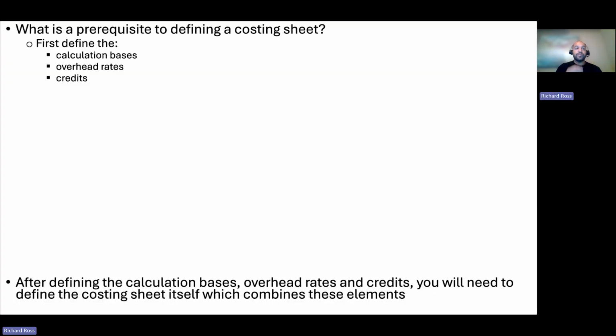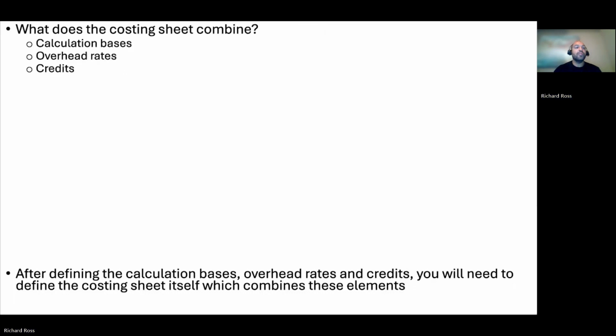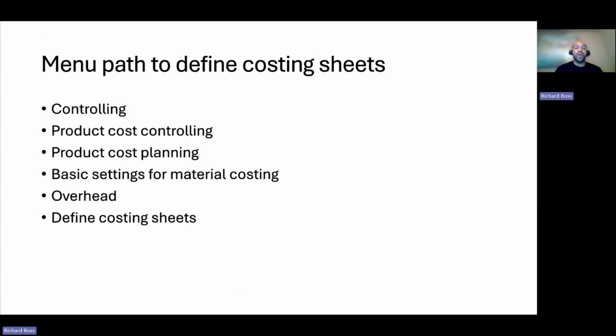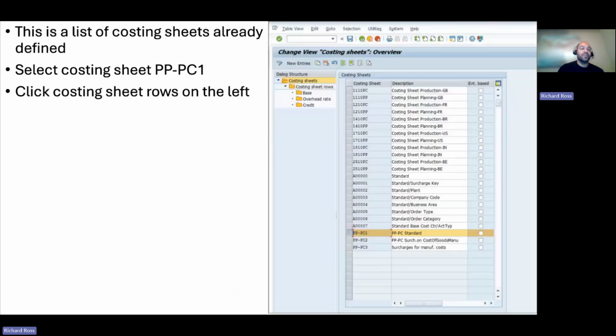Costing sheets. What is a prerequisite to defining a costing sheet? First, define the calculation basis, overhead rates, credits. What does the costing sheet combine? Calculation basis, overhead rates, credits. Let's define costing sheets. Menu paths to define costing sheets. This is a list of costing sheets already defined.